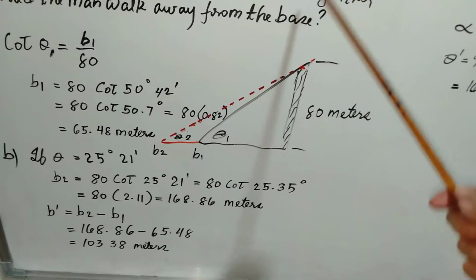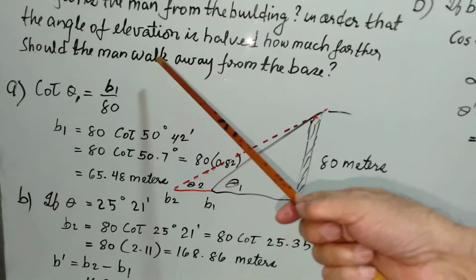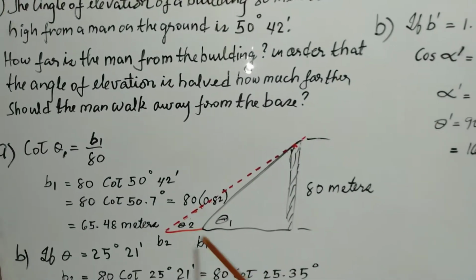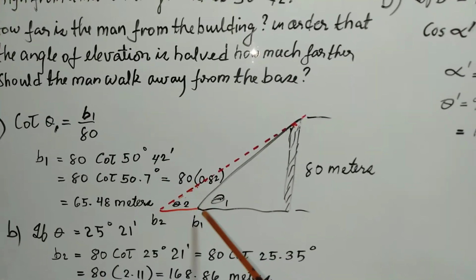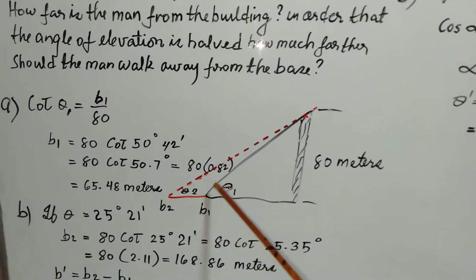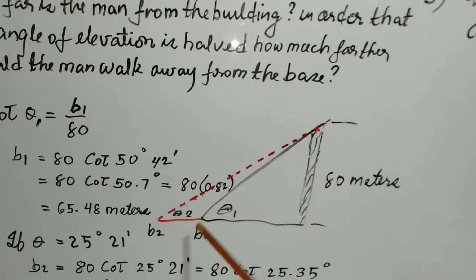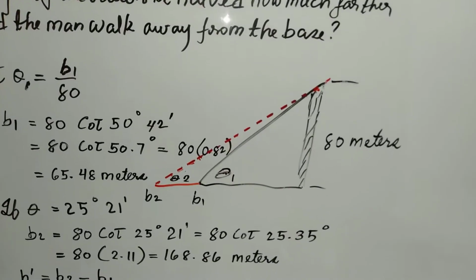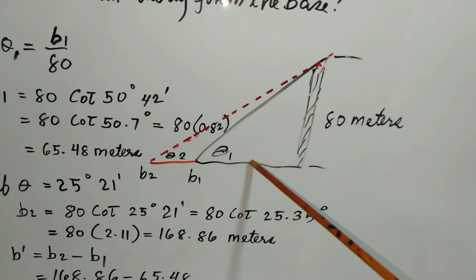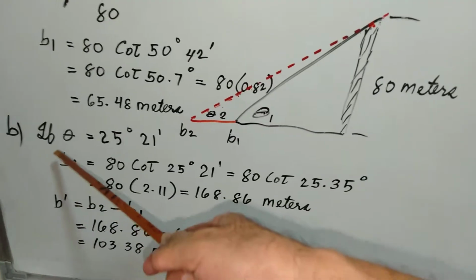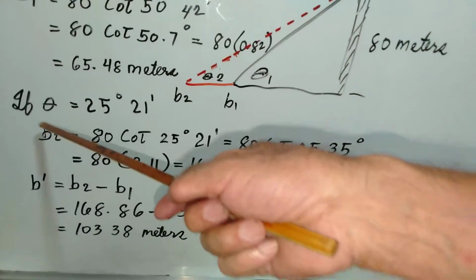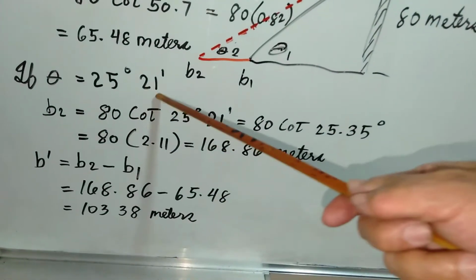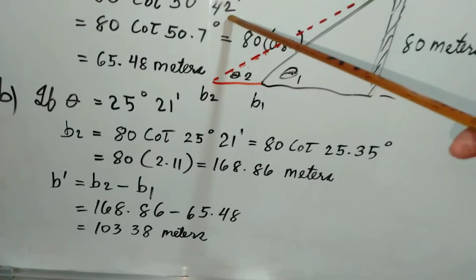But for letter b, in order that the angle of elevation is halved, how much farther should the man walk away from the base? To reduce the angle of elevation to half of 50 degrees 42 minutes, let's call the new angle theta 2. The new theta is 25 degrees 21 minutes.